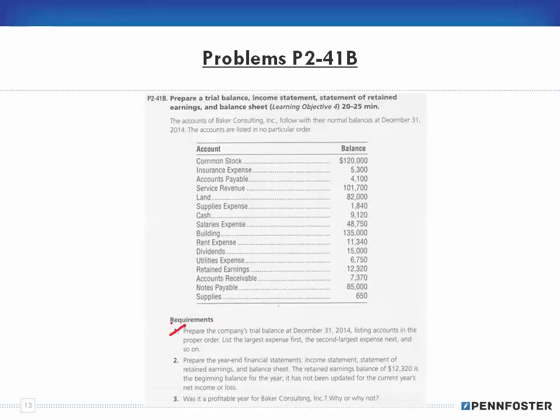Okay, so we did number 1. We prepared the trial balance at December 31st. Number 2 says prepare the year-end financial statements: income statement, statement of retained earnings, and the balance sheet. It also tells us that the retained earnings were $12,320 at the beginning of the period. It has not been updated for the current year net income or loss. And we can see that $12,320 right there as part of the balance in our ledger account.